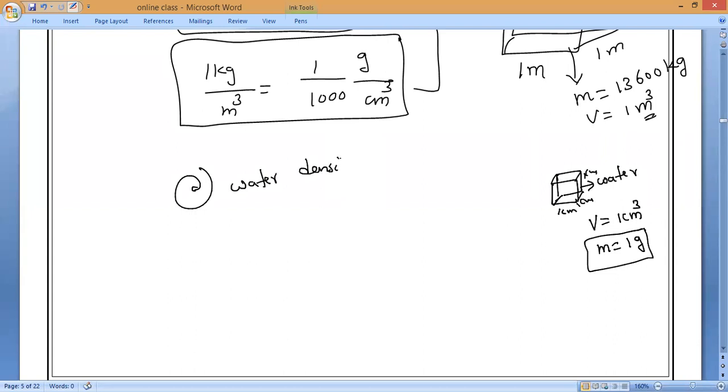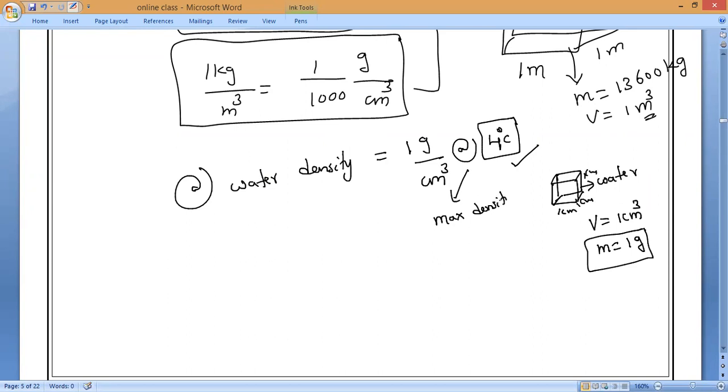So what is the water density? Water density is equal to 1 gram per cubic centimeter. That is also at what temperature, you know? At 4 degrees Celsius. Means when the temperature is 4 degrees Celsius, water has maximum density. What is that value? 1 gram per cubic centimeter. This is very important. 1 gram per cubic centimeter. Open your mouth and say it 2-3 times.